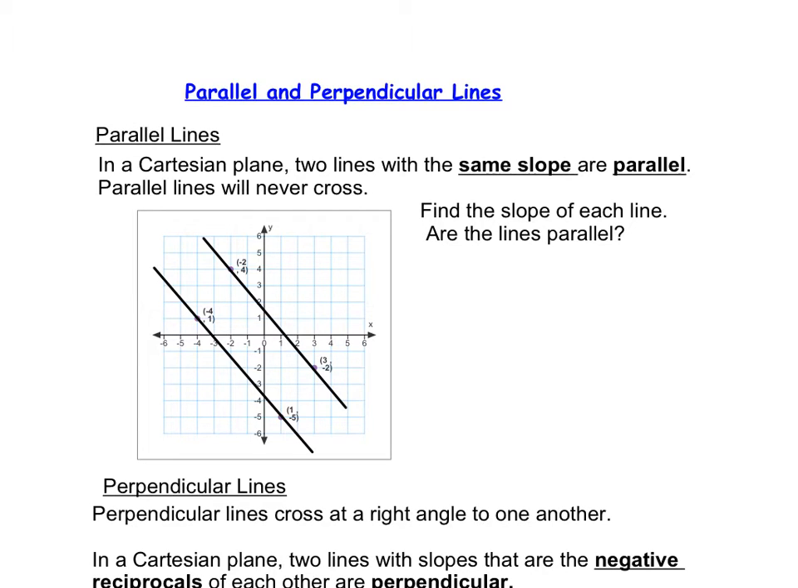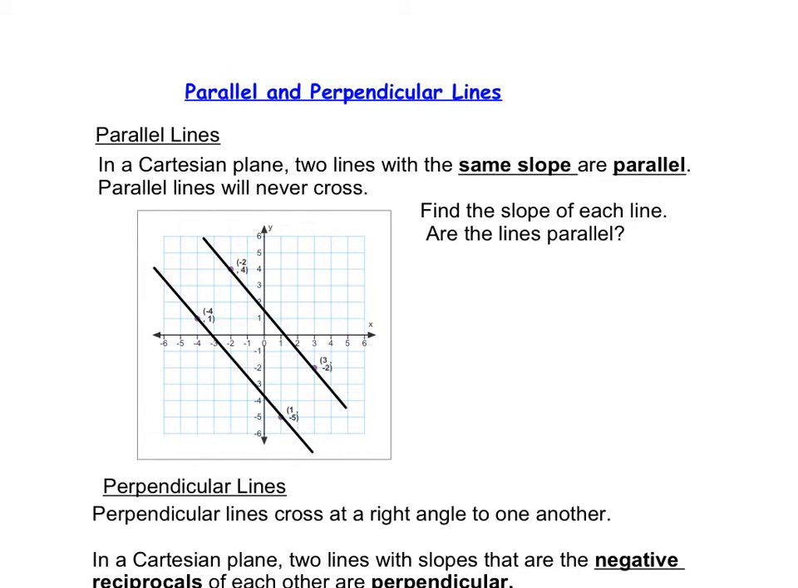In this video, we're discussing parallel and perpendicular lines. We'll start with parallel lines. Two lines that have the same slope are parallel. So if we can find the slope of both the lines, we can determine if they're parallel. So let's try that for this example.